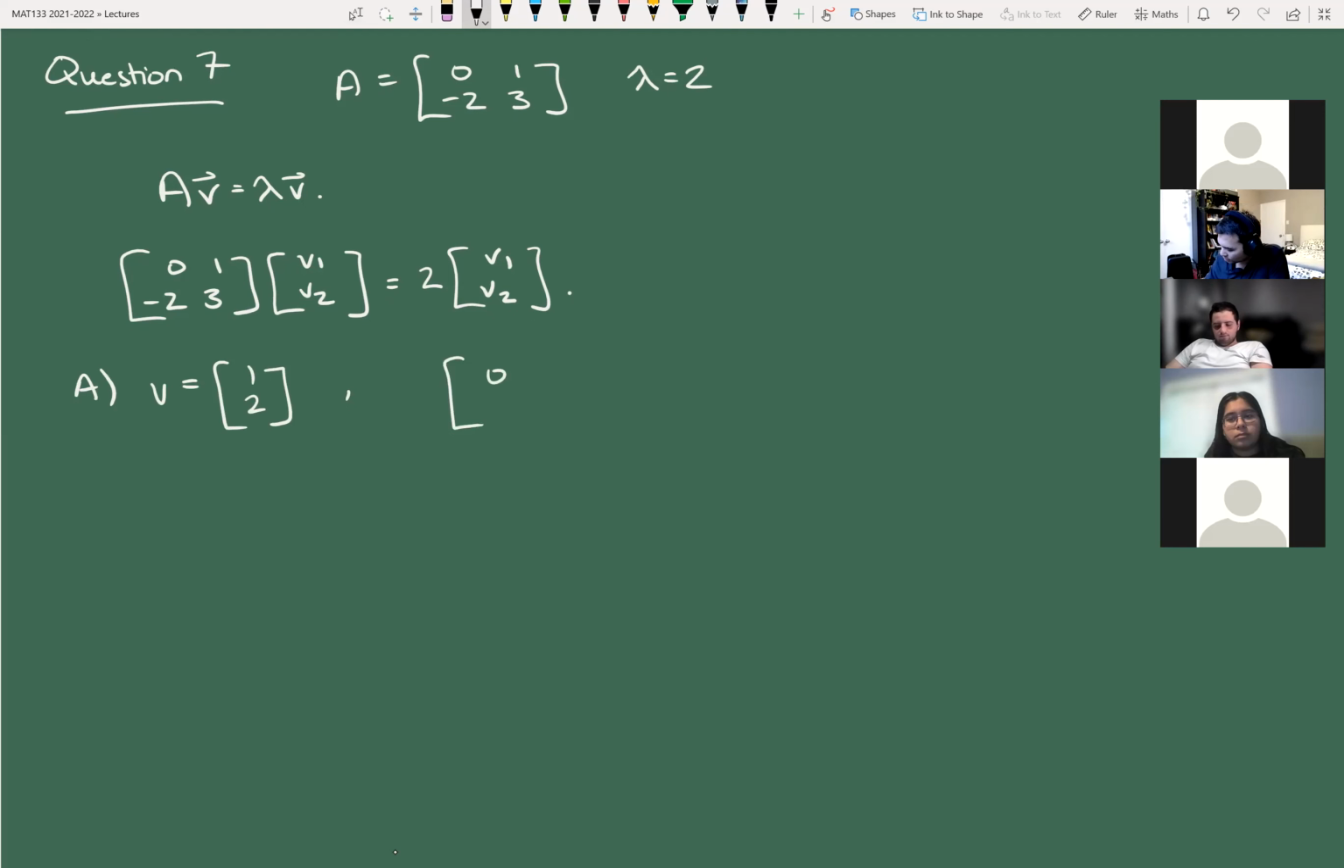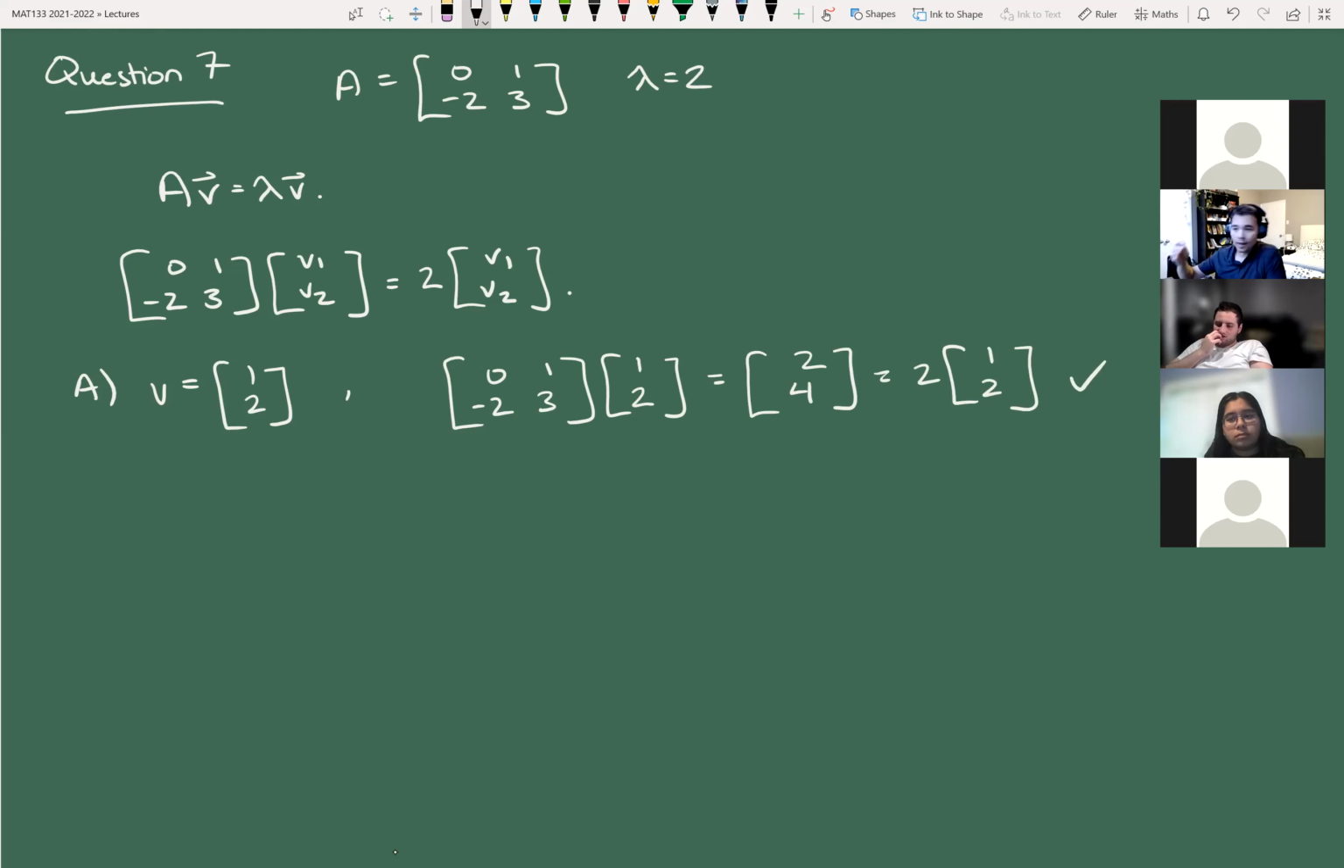If we plug this in, 0, 1, -2, 3, and we plug 1, 2 into here, what do we get? We get 2, and then we get -2 plus 6, so that's 4. And if you look at that, yes, that is exactly 2 times (1, 2). Check mark. And there you go. That's it. It happened to be the very first option, and so like that, we are done.